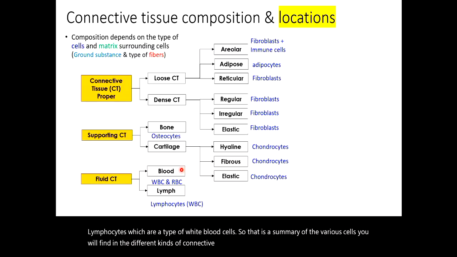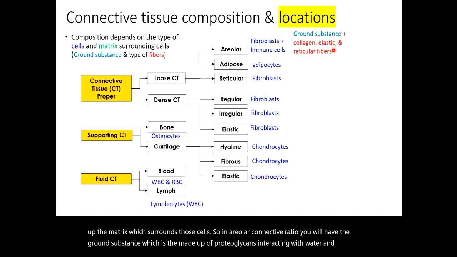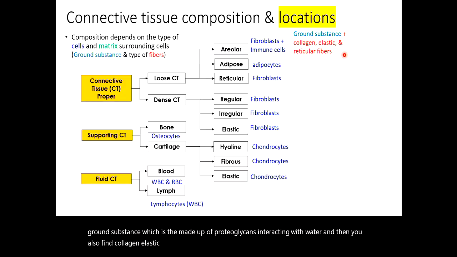So now we're going to look at what makes up the matrix which surrounds those cells. So in areolar connective tissue, you'll have the ground substance, which is made up of proteoglycans interacting with water, and then you also find collagen, elastic, and reticular fibers as well.